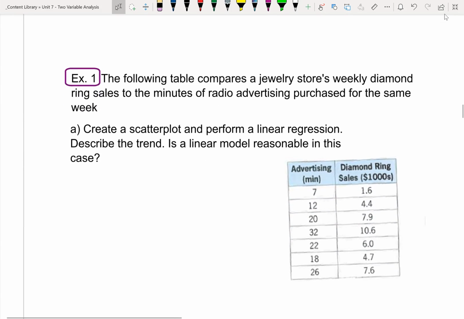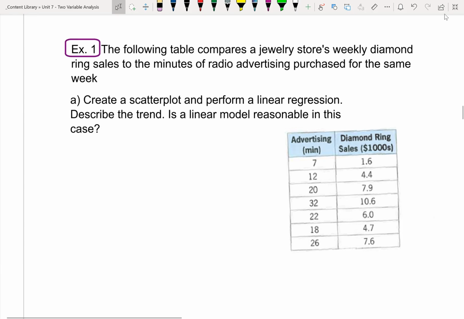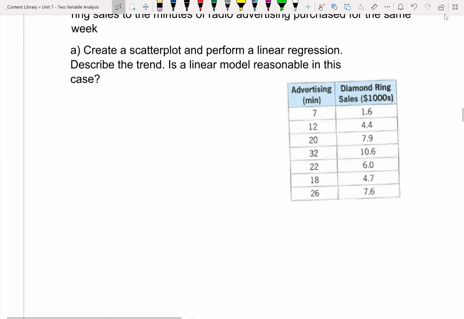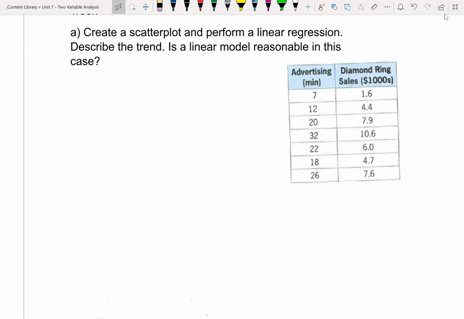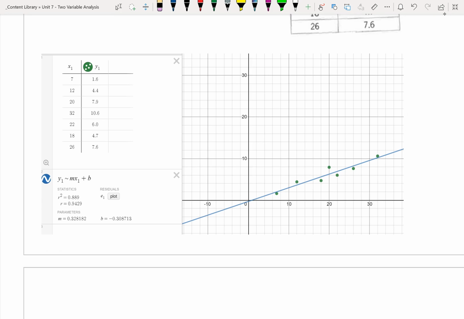So in an example, the following table compares a jewelry store's weekly diamond ring sales to the minutes of radio advertising purchased for the same week. What we want to do is create a scatter plot and perform a linear regression. Then once we've done that, we want to describe the trend, and is a linear model reasonable in this case? So we're going to go through and plot this data into Desmos, similar to what we've done in previous notes, and we are going to create a scatter plot and then create a linear regression. And when we do that, this is what we should get.